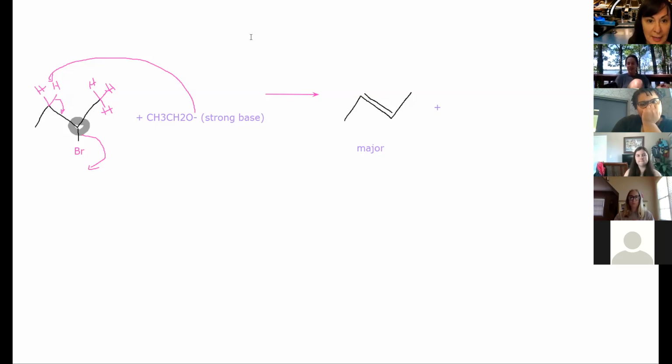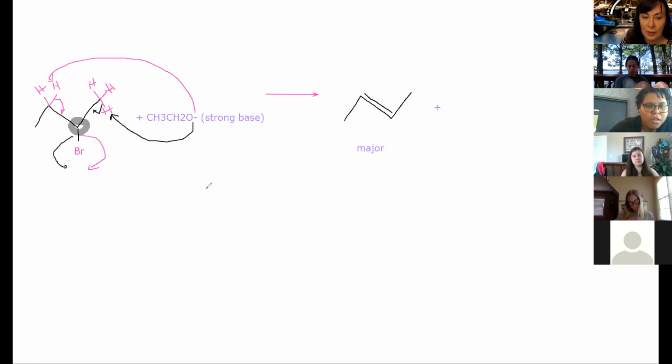I'm gonna take the same base, the same strong base, but instead of taking the hydrogen from carbon 3, I'm gonna take a hydrogen from carbon 1. You're with me here? I take this hydrogen, I use this electron pair to build a double bond right there, and I kick the bromine out.